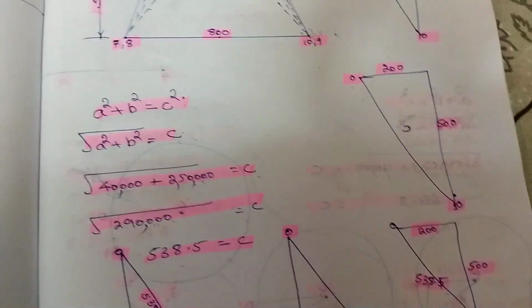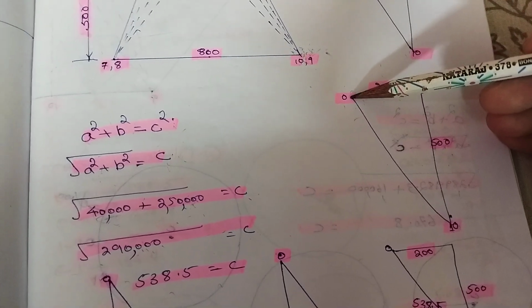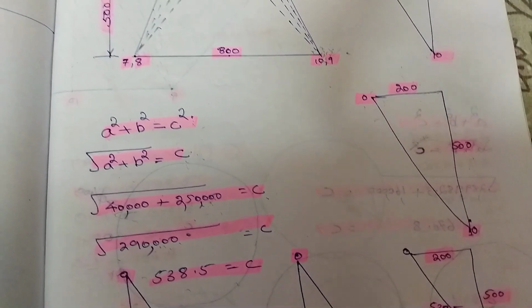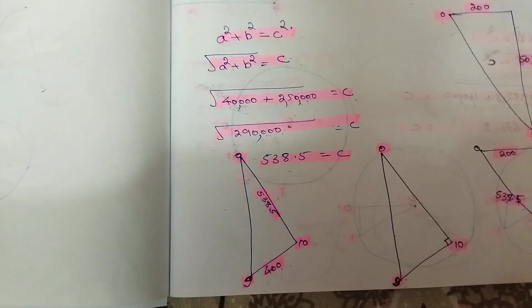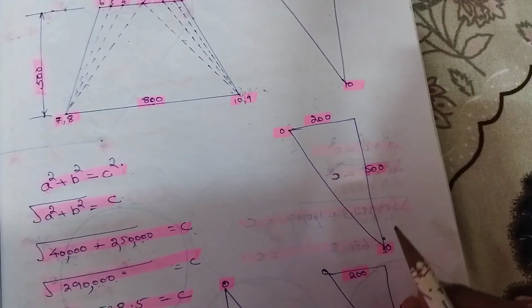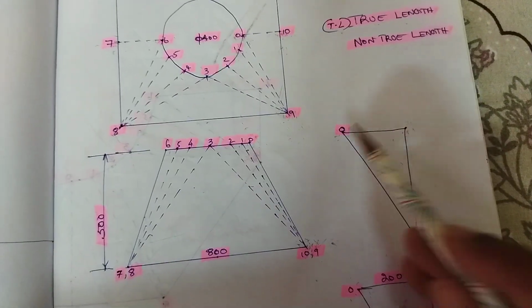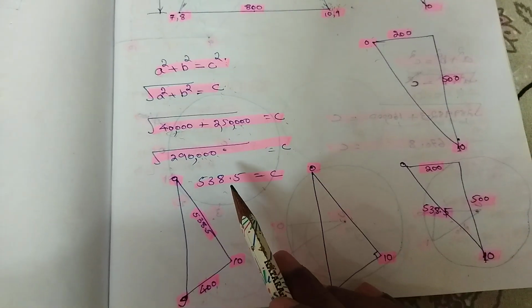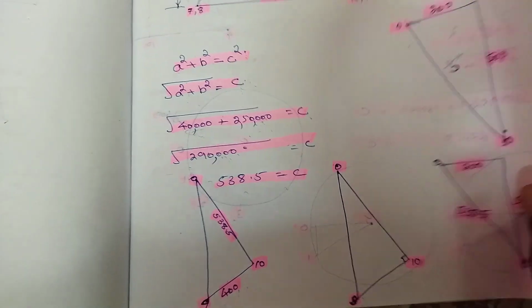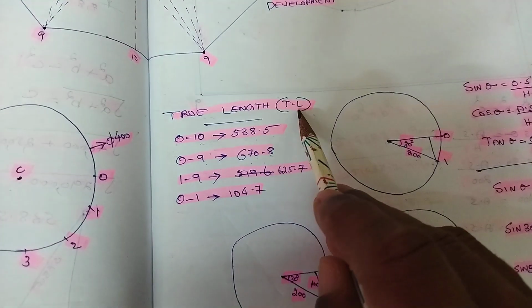Then we will get 538.5. What is this 538.5? 538.5 is the measurement from here to here, 0 to 10. The true length of 0 to 10 is 538.5. So, in the list of true lengths, we have to write it, the measurement of true lengths, TL.